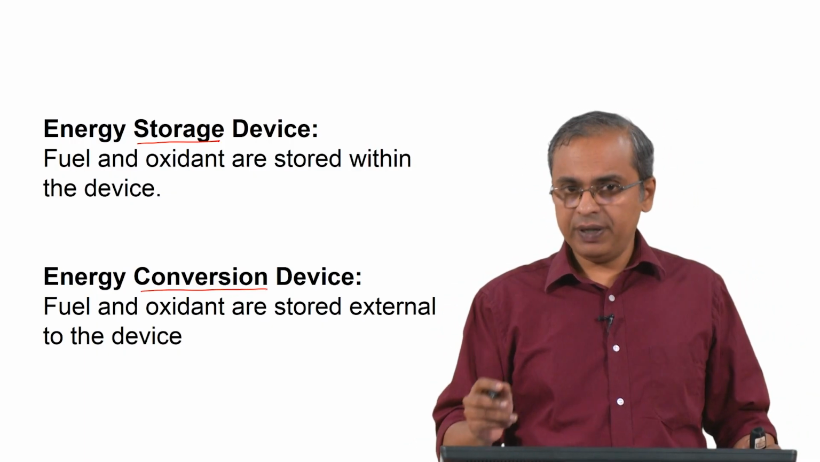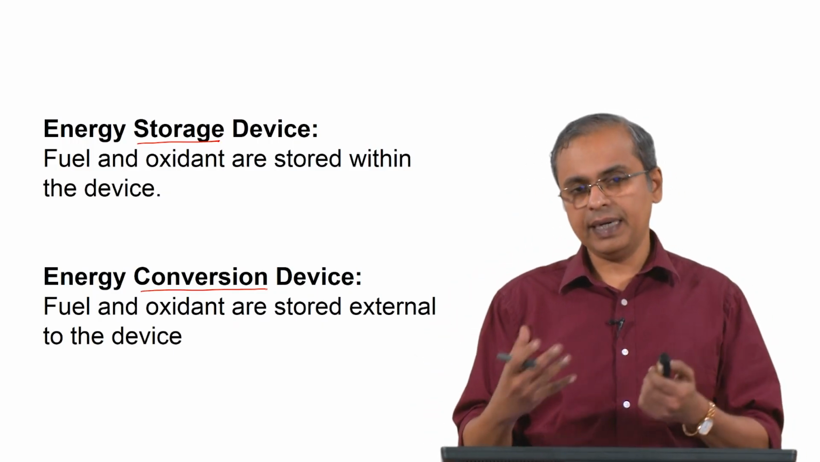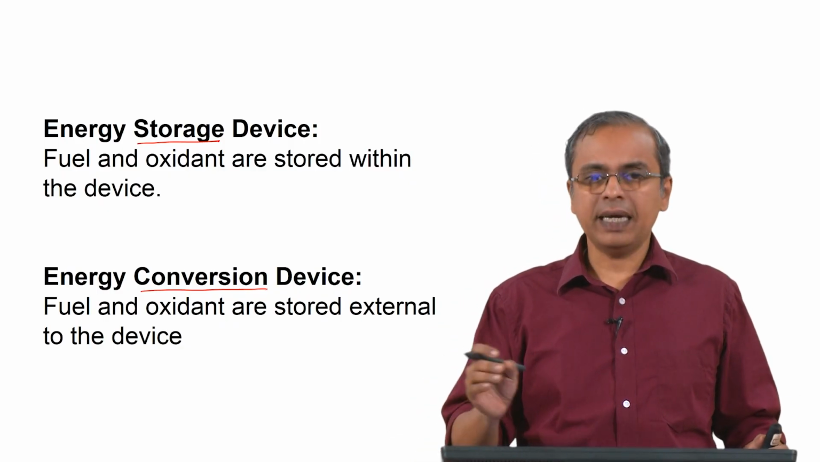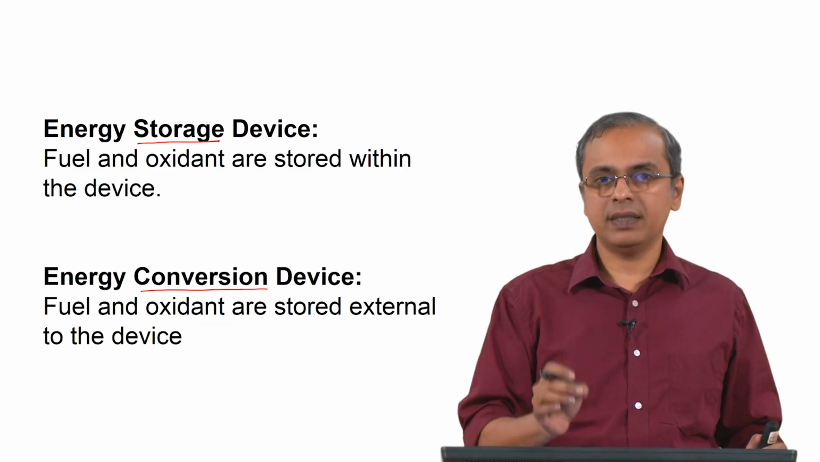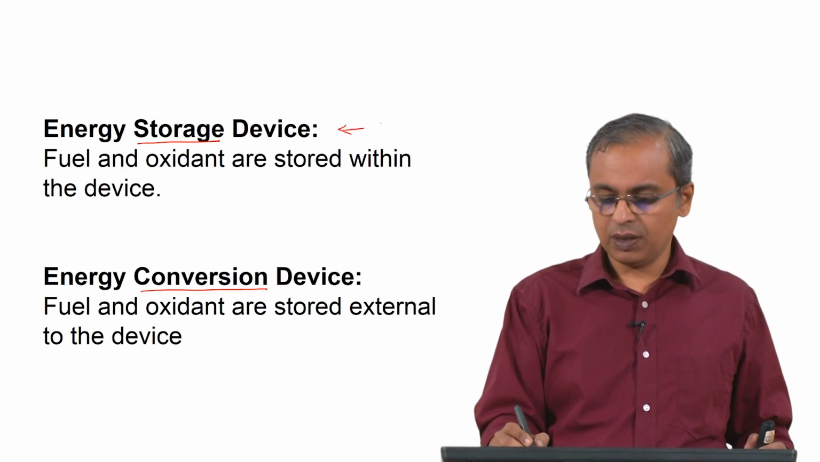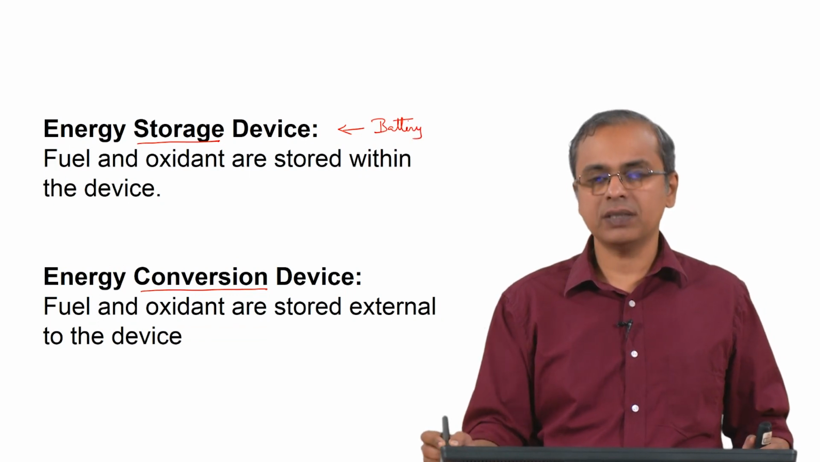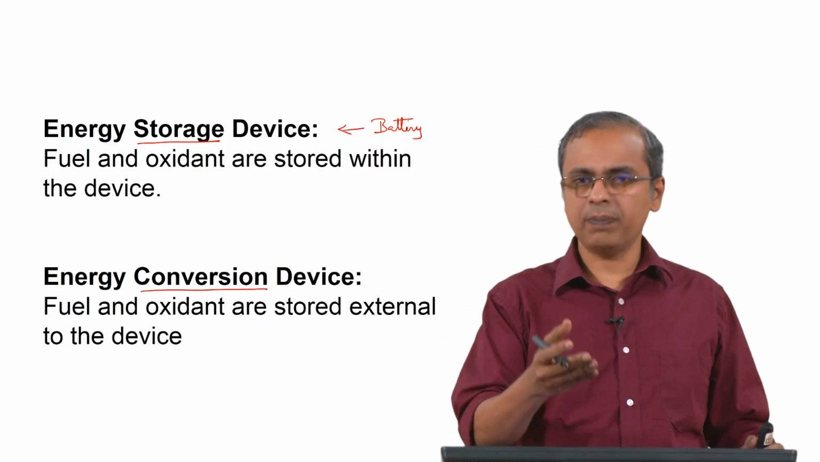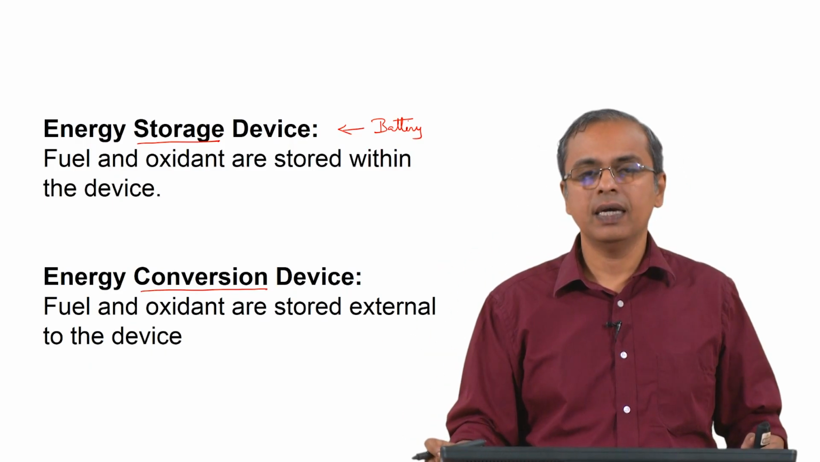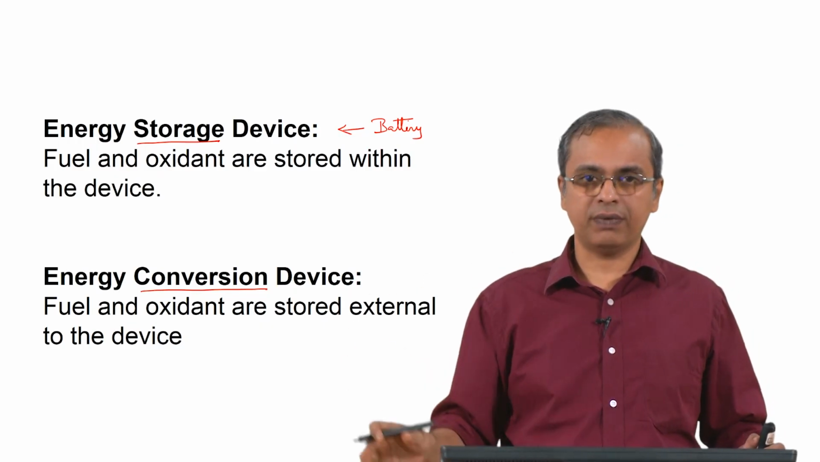The primary difference between these two is related to where the reactants are situated. A good example of an energy storage device is the good old battery that we use in our household applications. Batteries or cells that we use commonplace, in your remotes, in your mobile phones, are excellent examples of energy storage devices.